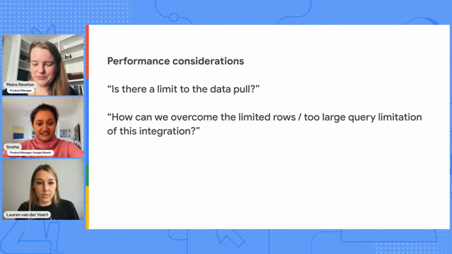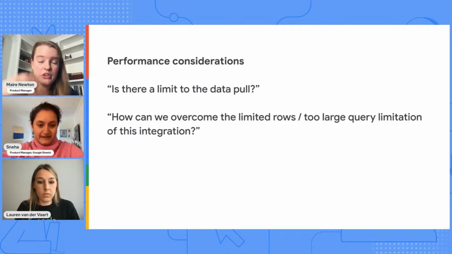On the Connected Sheets side, it's around 25K rows on pivot tables. And we're looking to increase that actively right now. So in the next few months, hopefully you will see a larger size over there. On the Looker side, it's 30K rows, right, Mare? Yes, and I think you would need the download without limits permission to have the full 30,000 rows accessible.